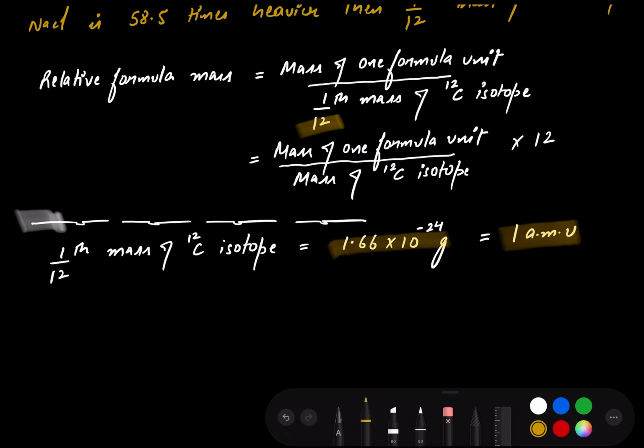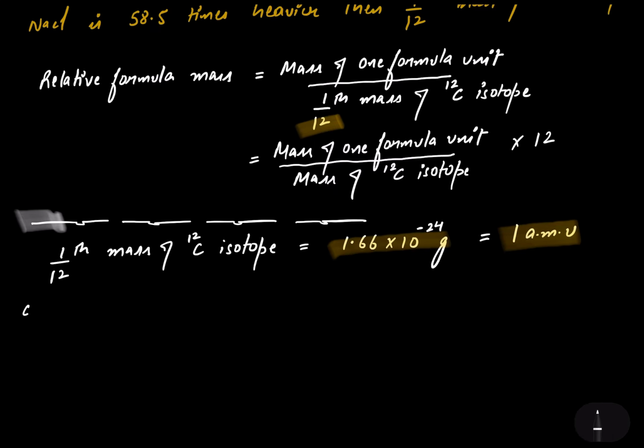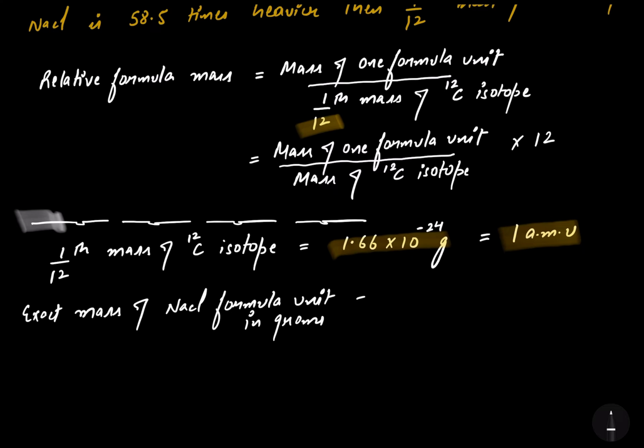That means if we have to find the exact mass of NaCl formula unit in grams, then how will you find it? Obviously it's 58.5 AMU, it comes out to be 58.5 into 1.66 into 10 to the power minus 24 grams. So that will be the mass of NaCl formula unit in grams.